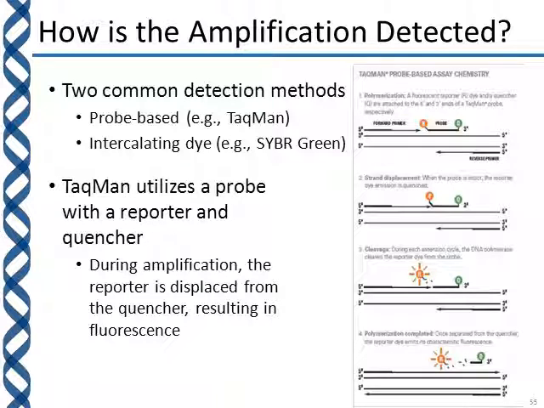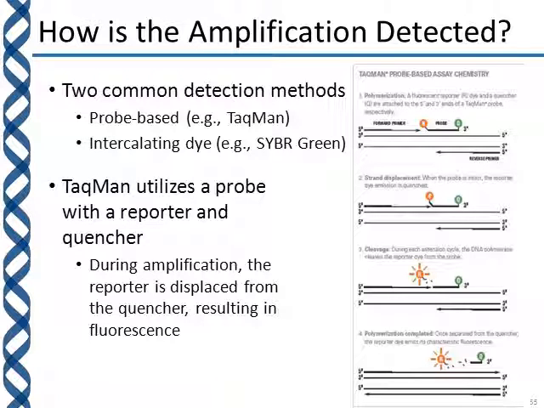So how exactly is the amplification from qPCR detected? There are two main methods for doing this. The first is the probe-based method. One example product of that is called TaqMan. The next is the intercalating dye method. An example product of that is called SYBR Green. Let's first look at the TaqMan method.